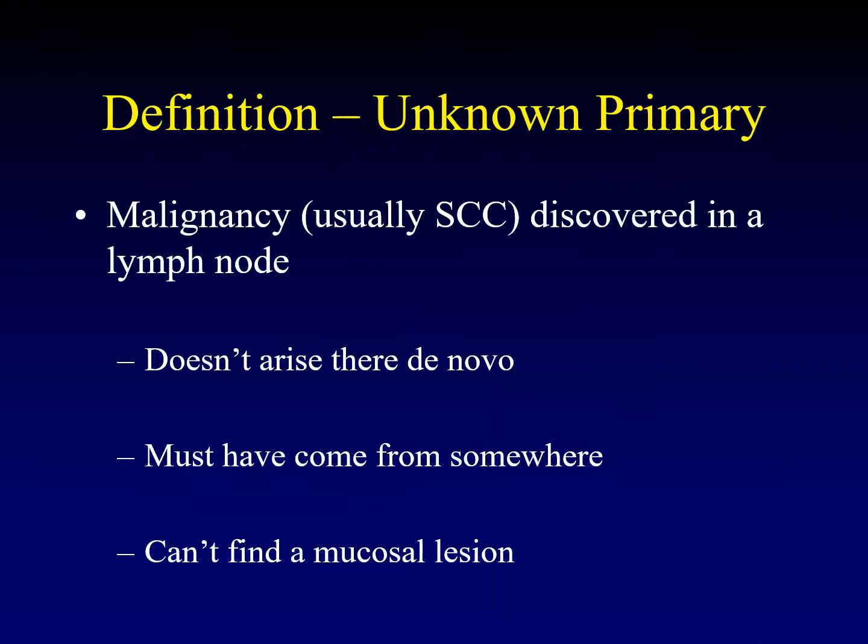So let's define an unknown primary. It's a malignancy, usually squamous cell carcinoma in the head and neck, that is discovered in a lymph node. Now we know that squamous cell carcinoma does not arise de novo in a lymph node, so it must have come from somewhere else. So we're going to look for a mucosal lesion. But what if we can't find a mucosal lesion to be responsible for this metastasis? I should note that every once in a while, it's not a lymph node metastasis, it's a distant or soft tissue metastasis, but it's almost always a lymph node.